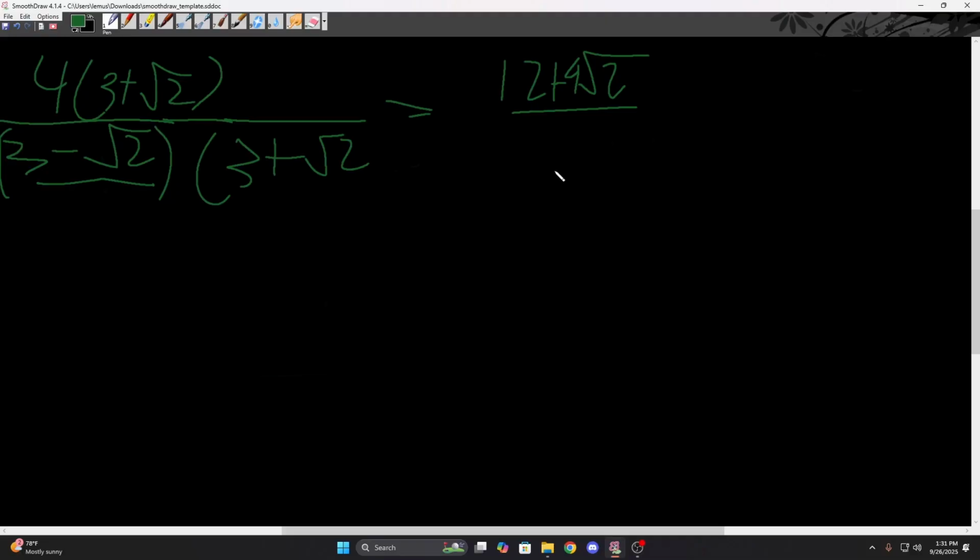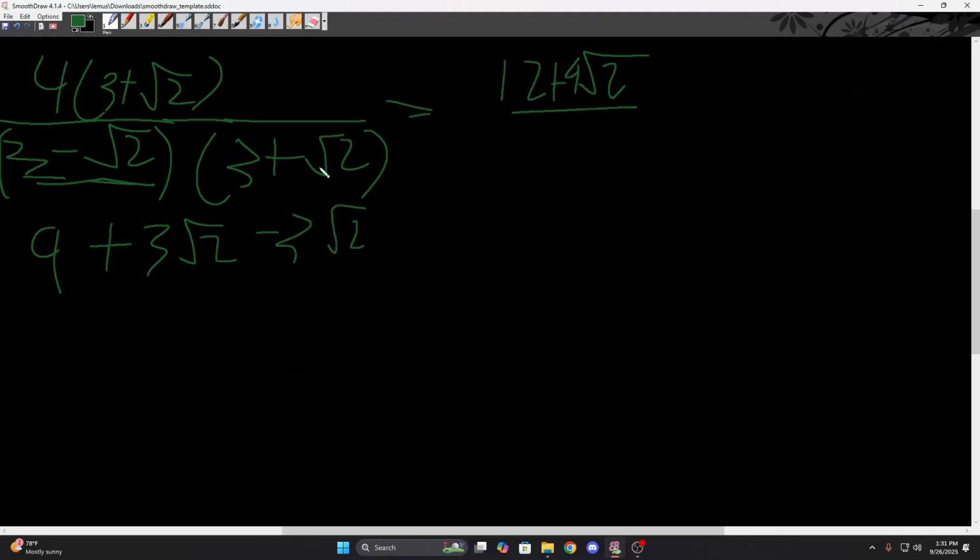You can leave it like that. Now you have to do the bottom. So 3 times 3 is 9, and then minus radical 2 times 3 is minus 3 radical 2. Then you have minus radical 2. 3 plus, my bad. I'm looking. It's 3 times radical 2, so that's 3 radical 2. And then you have minus radical 2 times 3. That's minus 3 radical 2.